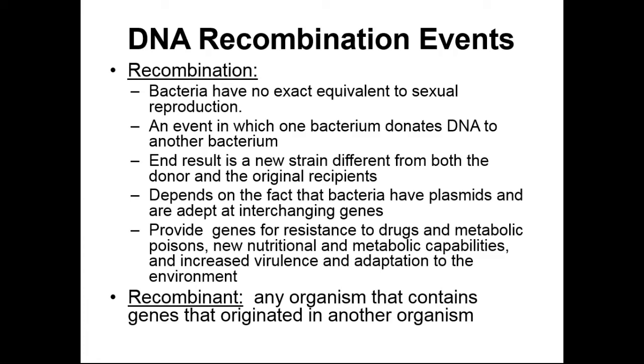Usually when recombination is occurring, there's a sex pilus, which is a small tube, attaching the two bacteria, and then a plasmid, that small circular piece of DNA, is moved through that sex pilus from the cytoplasm of bacterium A to the cytoplasm of bacterium B. This gives us genes, as I just mentioned, for resistance to drugs or metabolic poisons, or some other new metabolic capability.